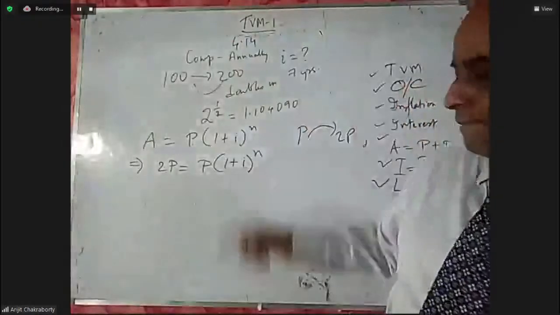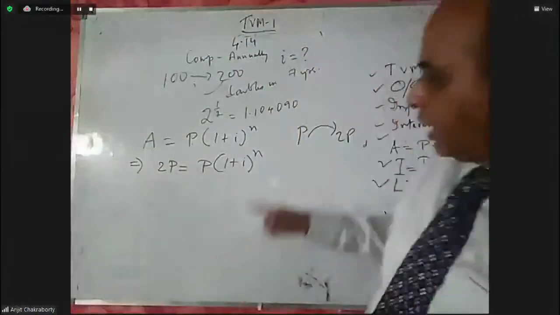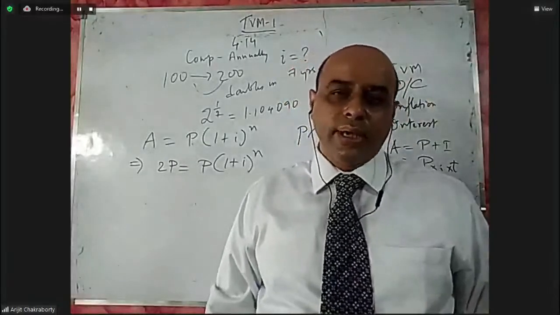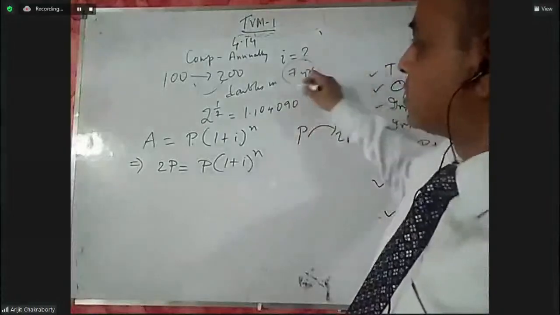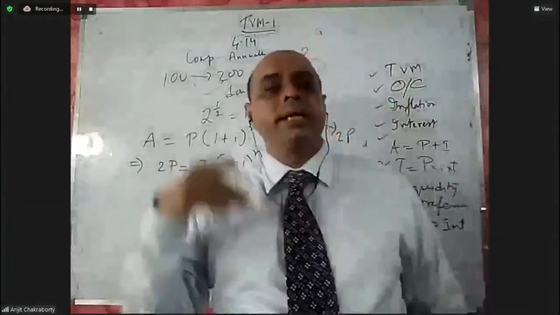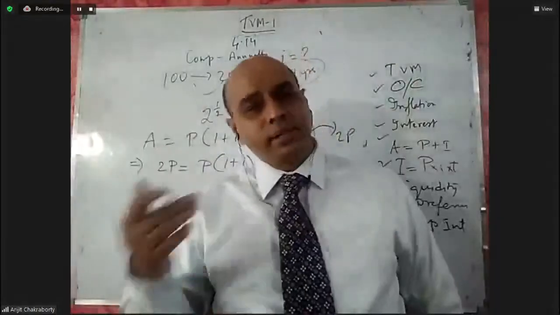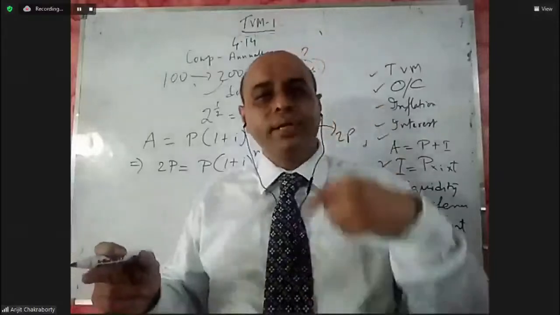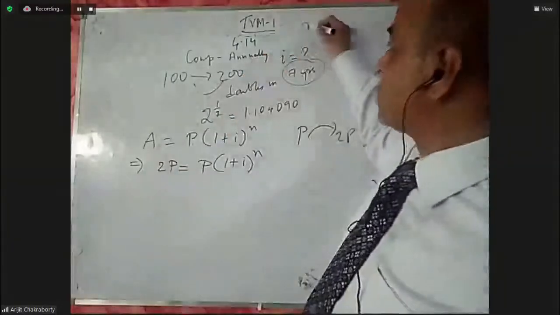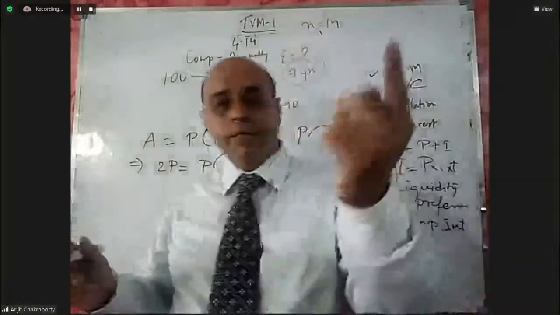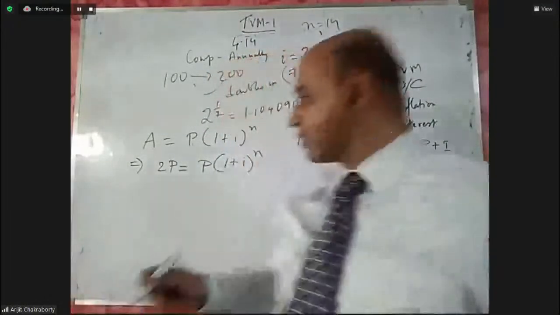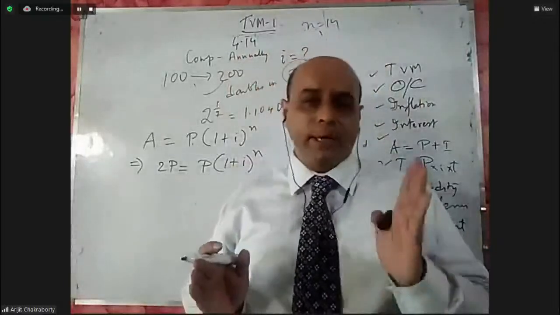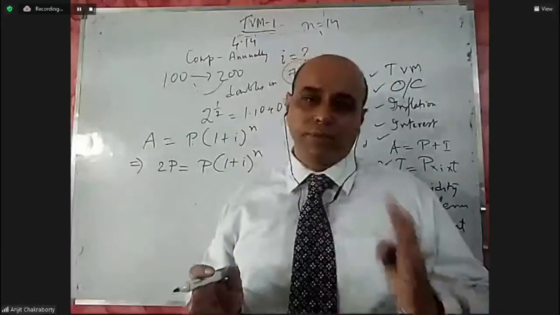We don't know i. As n is given, n is 7, because it doubles in 7 years, and the compounding is done every year. So 7 divided by 1 is 7. If the duration is 7 years, but the compounding is done every 6 months, then n will be 14, 7 into 2. Since it is annual compounding and the duration is 7 years, the value of n, that is the conversion period, will be 7.